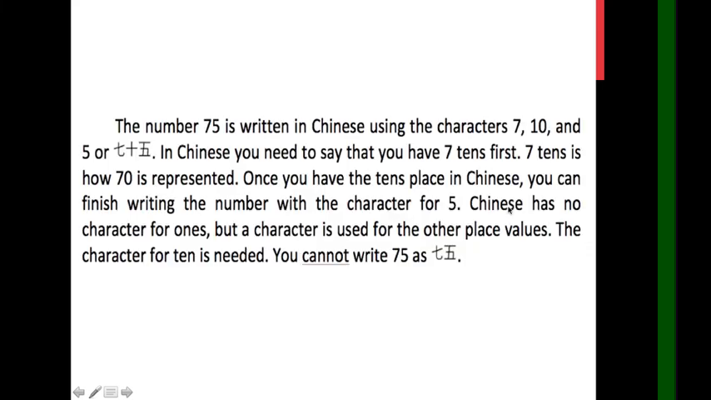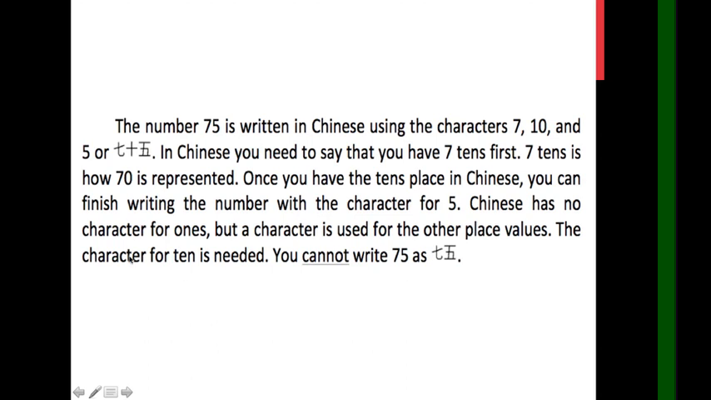The number 75 is written in Chinese using the characters 7 and 10, and 5. Ibig sabihin, multiple siya. 75 is 7 times 10, plus 5. So that is 7, 10, and then 5. In Chinese, you need to say that you have 7 tenths first. 7 tenths is how 70 is represented. Once you have the tens place in Chinese, you can finish writing the number with the character for 5.